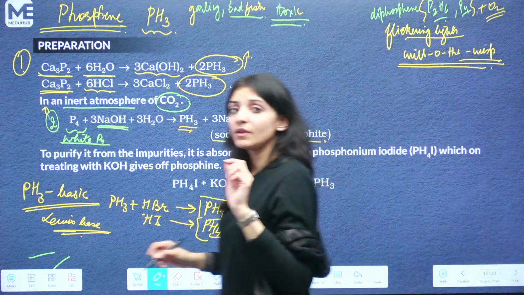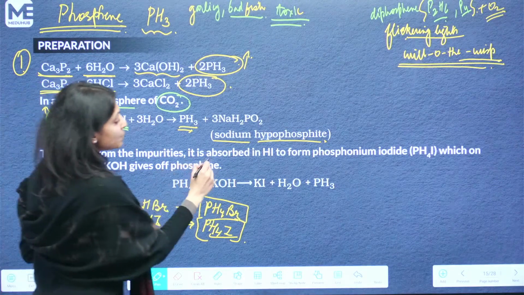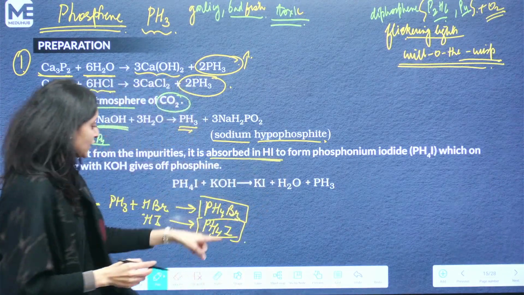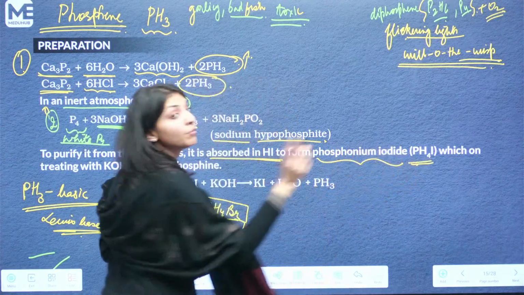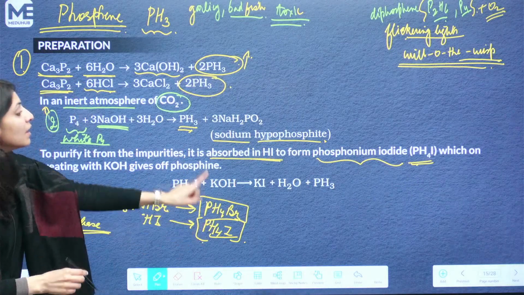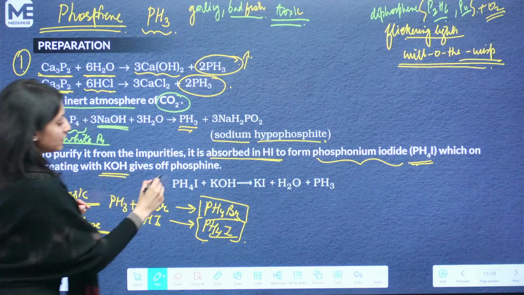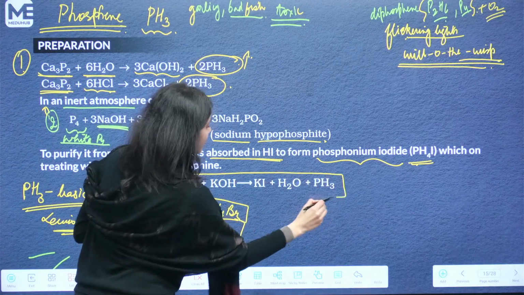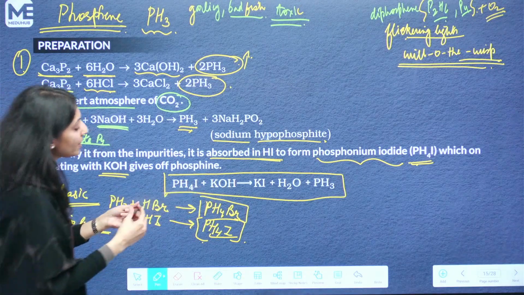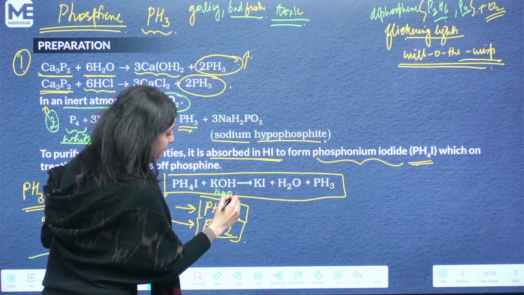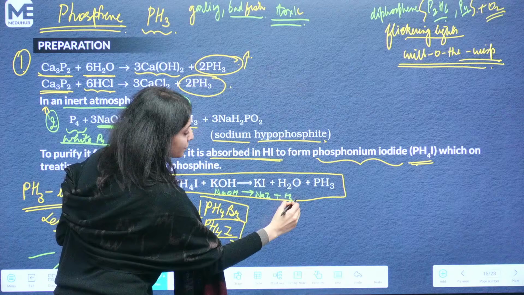Now, to purify whatever phosphine we have from impurities, first it is absorbed in HI. So HI में वो क्या रिएक्शन देता है? It forms phosphonium iodide PH4I, because वो basic है nature में. अब PH4I when treated with KOH, this reaction here, it gives us pure phosphine. So PH4I with KOH or NaOH gives us KI, H2O and phosphine.